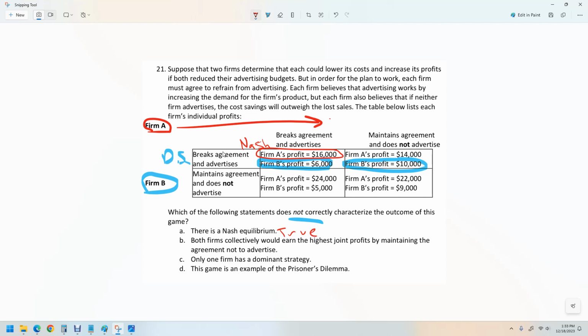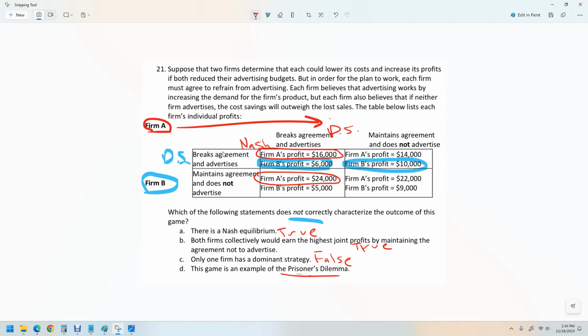So if firm B for some reason does not maintain, what's better for firm A? It is still to break, because 24,000 is better than 22,000. So they also have a dominant strategy to break the agreement. Okay, so let's see which one is. Both firms collectively would earn the highest joint profits. Okay, so that is the Nash equilibrium, 22,000, 31,000. That's also a true statement. And then only one firm has a dominant strategy. That is false. That's actually the answer to our question here.